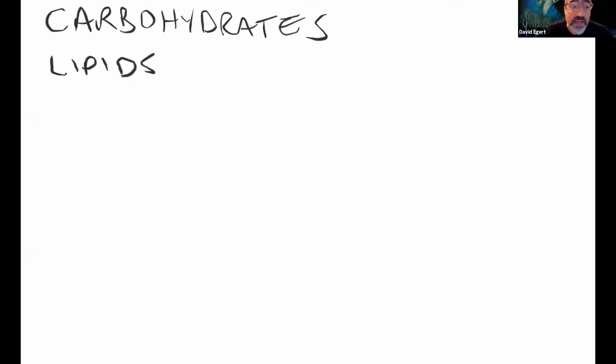So, like I said, there's carbohydrates, which are going to be sugars and starches and stuff like that. There's lipids, which are the fats and oils, as well as some of the more interesting things that make up your cell membranes, like the phospholipids and cholesterol and the steroid hormones.